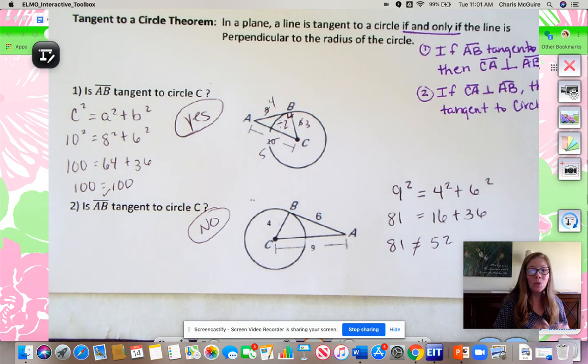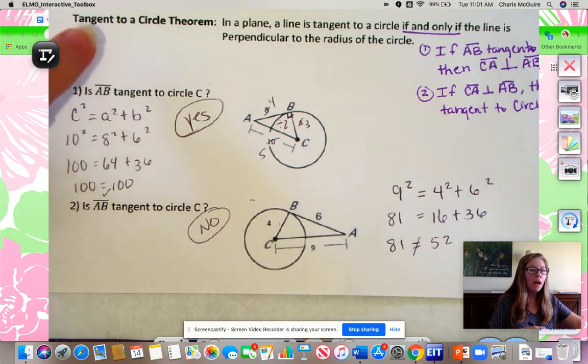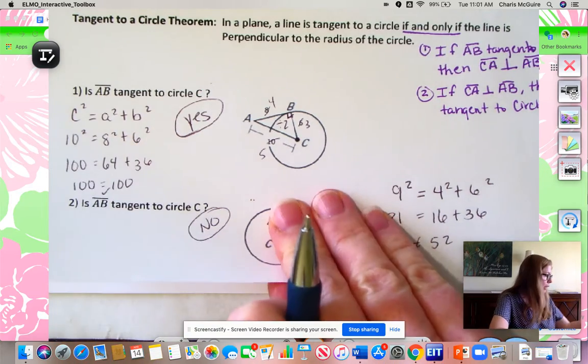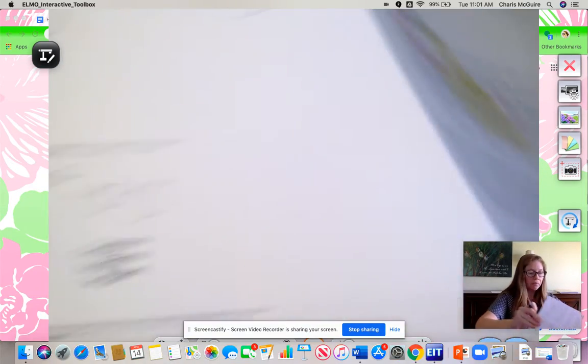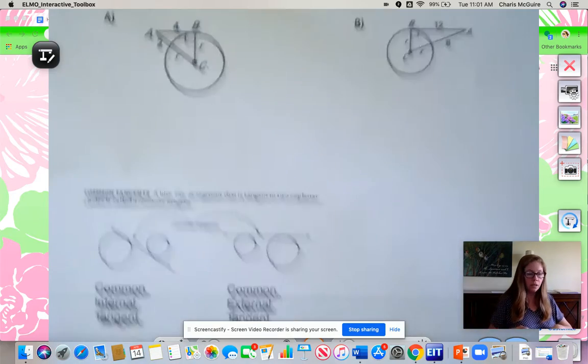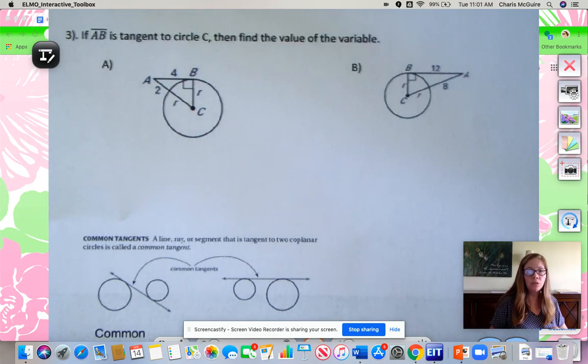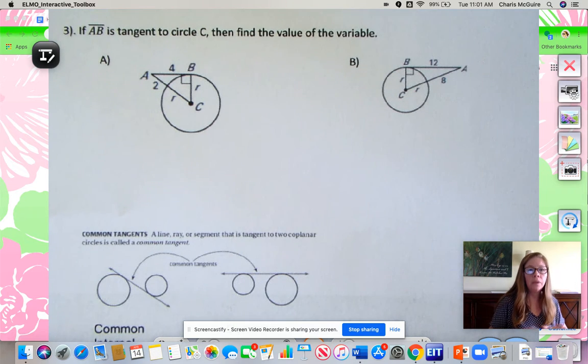All right, so that's one type of problem you're going to see, just evaluating whether or not you have a tangent from this theorem. From this theorem, you might also get problems that look like this. Moving on in the notes to number 3. Number 3, I've given you 2, and I'm going to do the first one with you. If AB is tangent, so now they're telling us that AB is indeed tangent to the circle, and we're going to find the value of the missing variable.